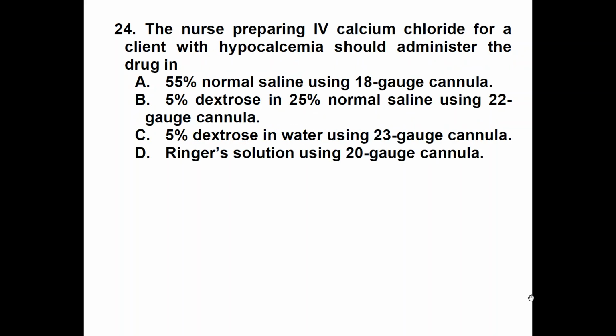24. The nurse preparing IV calcium chloride for a client with hypocalcemia should administer the drug in 0.45% normal saline over an 18 gauge cannula, 5% dextrose in 0.25% normal saline using a 22 gauge needle, 5% dextrose in water utilizing a 30 gauge cannula, or Ringer solution using a 20 gauge cannula. The answer here is Charlie, because calcium products should not be given in saline solutions, since saline increases calcium loss. Calcium solution should be given in a large vein with a small cannula to encourage rapid dilution and to decrease the threat of phlebitis.